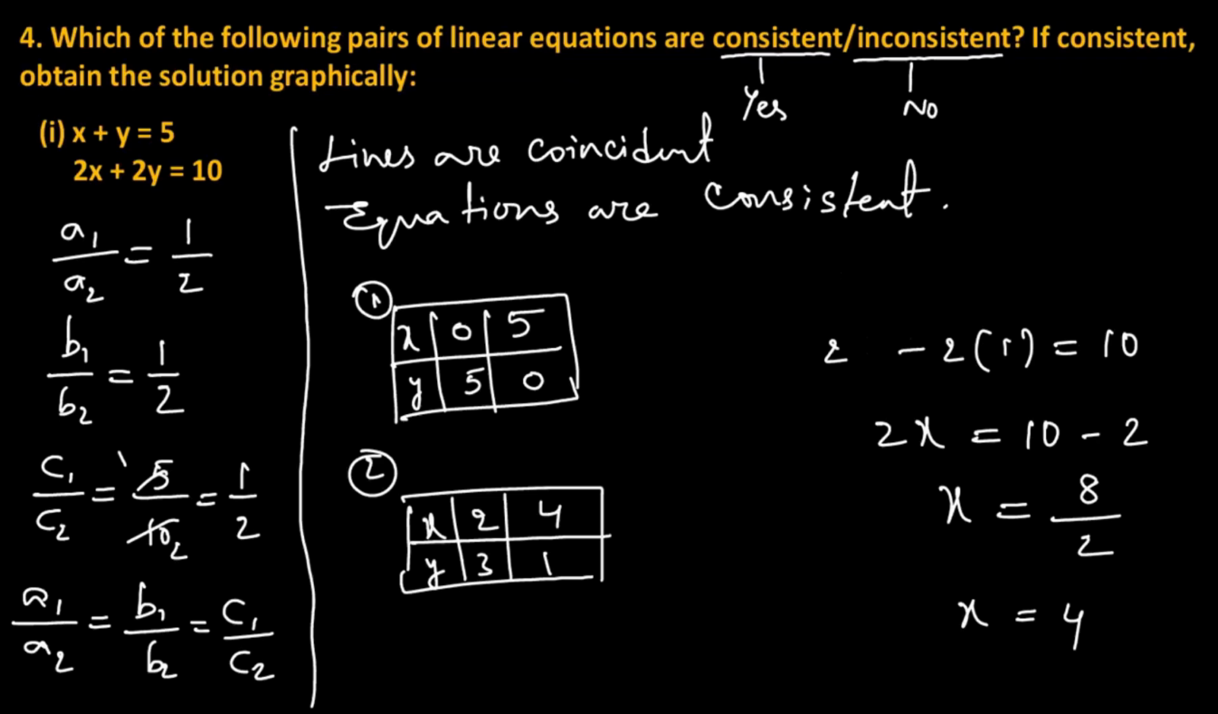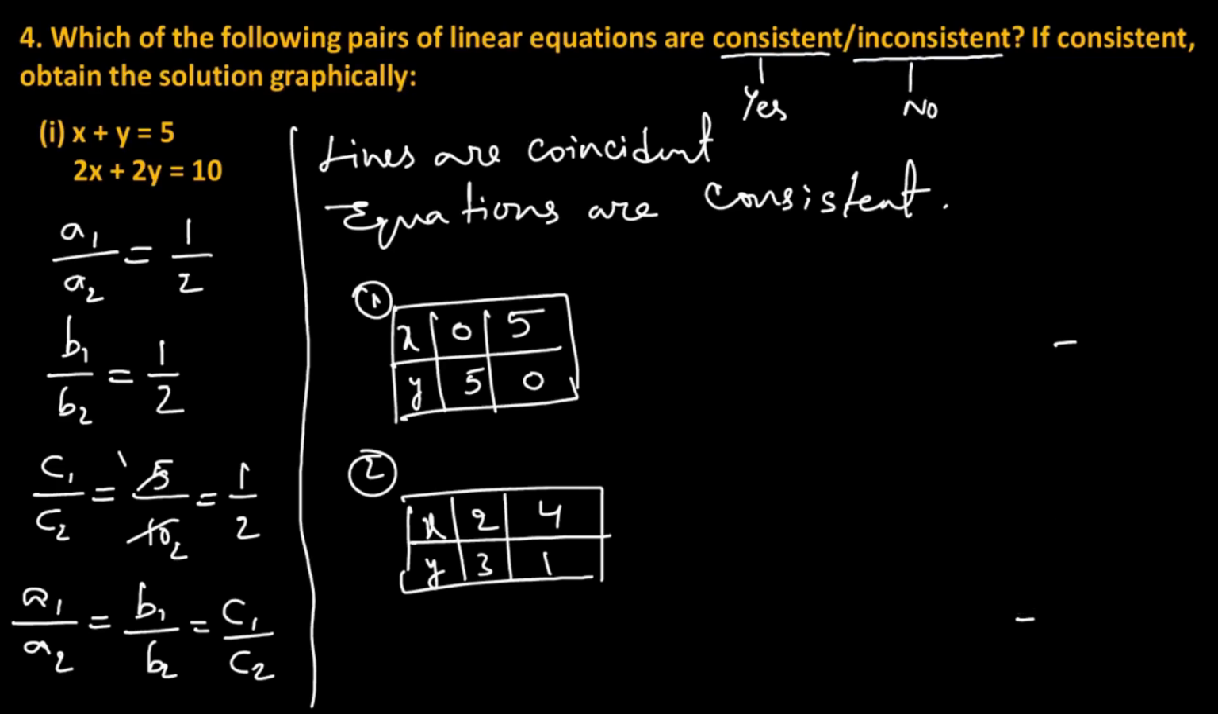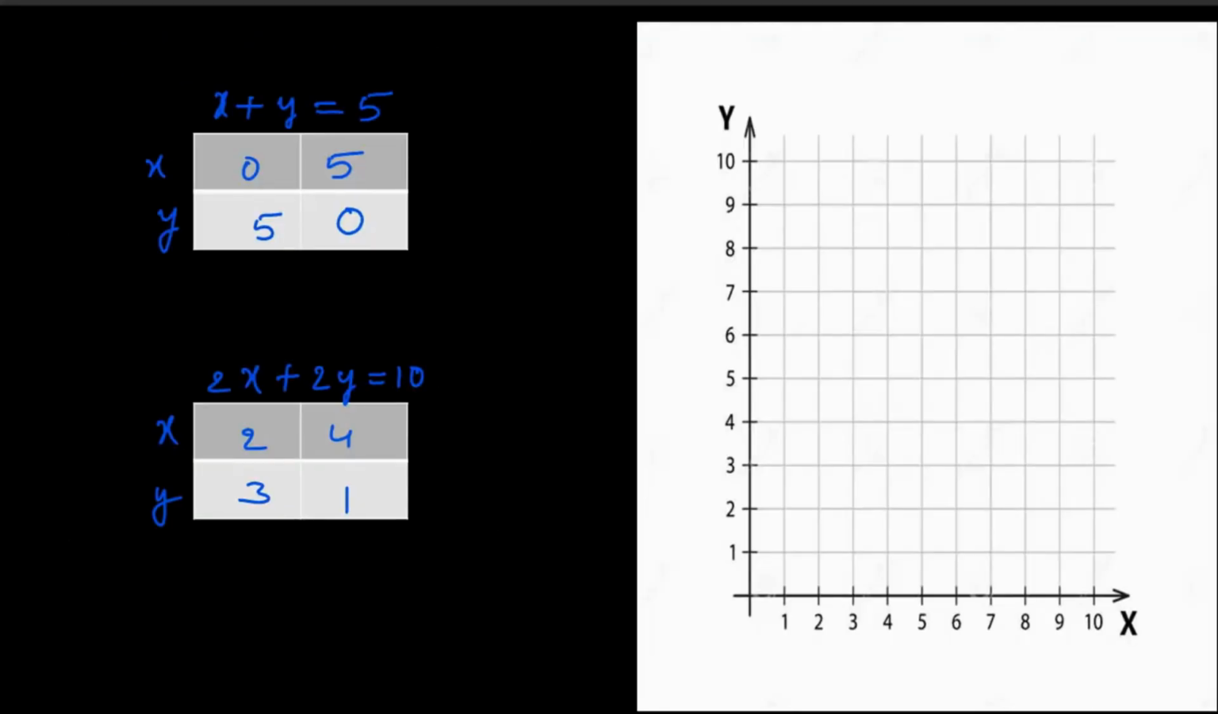Let's draw the graph by using these tables. Here, what are the points? 0, 5. Here is one point. Next, 5, 0. When x is equal to 5, y is equal to 0. Another point. So join these two points.